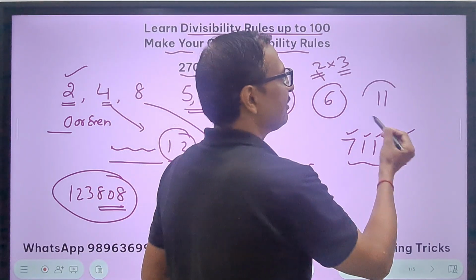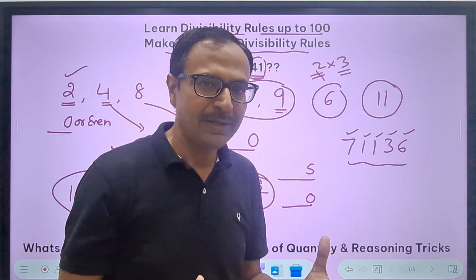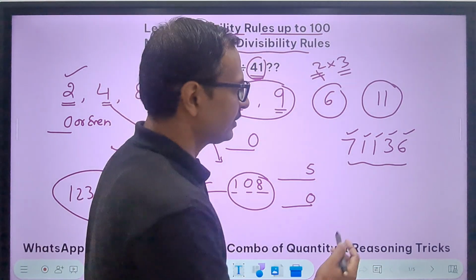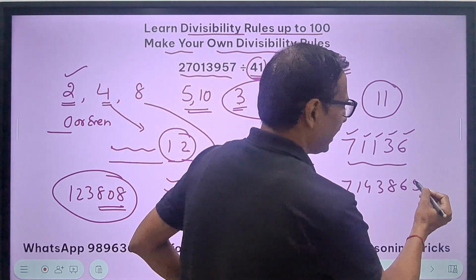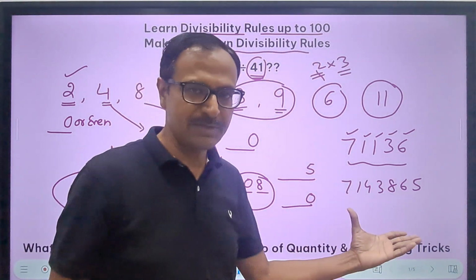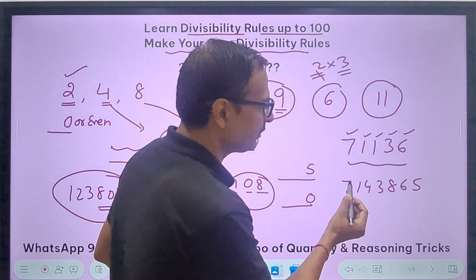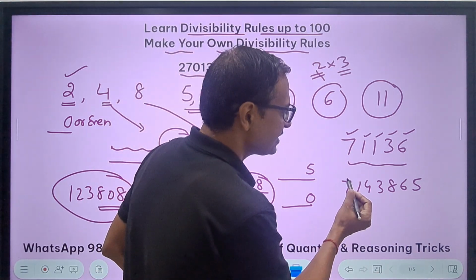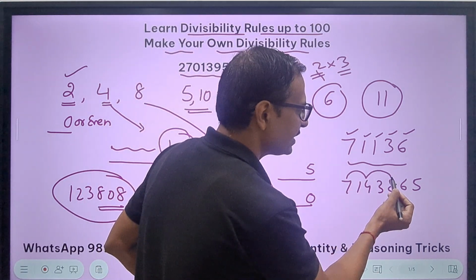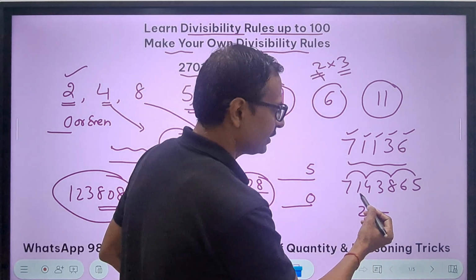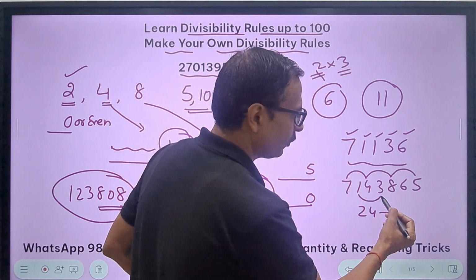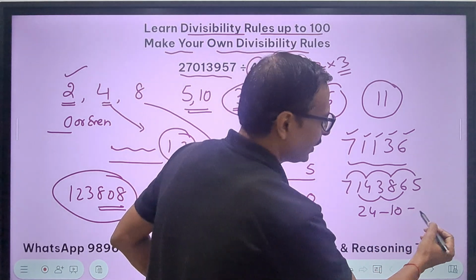For 11, we have the even odd method. If you remember, even odd method is like, suppose you have 7, 1, 4, 3, 8, 6, 5, and I want to check whether this number is divisible by 11. So I'll take the odd positions. 7 plus 4, 11 plus 8, 19 plus 5, 24, and subtract what? The even positions. 1 plus 3, 4 plus 6, 10. Now you get 14.